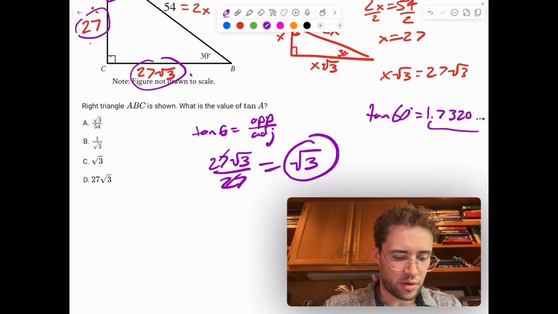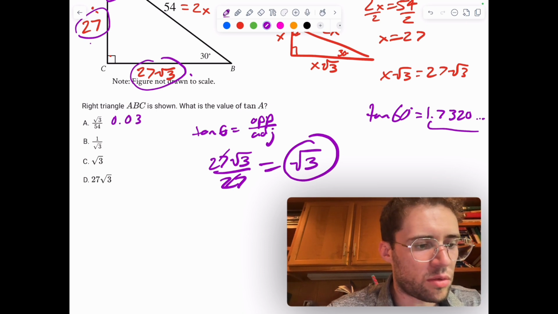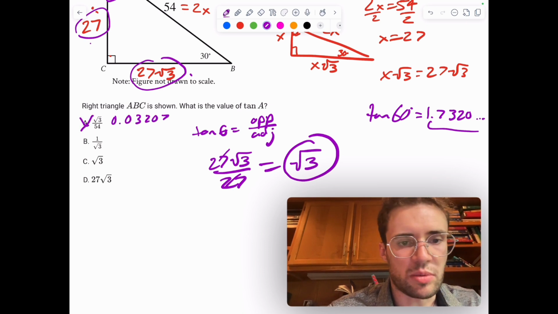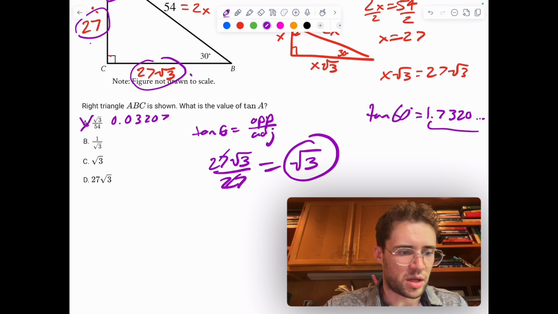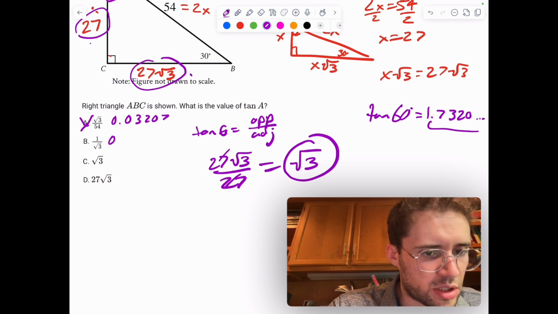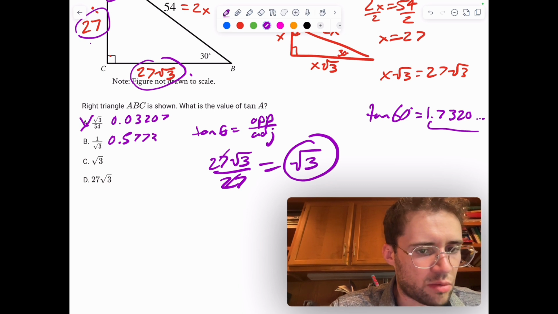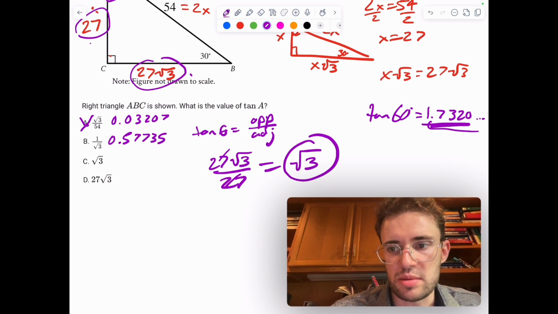So we could type in the square root of 3 divided by 54, 0.03207, right? That's way too small, it's not that one. We've got 1 divided by the square root of 3, so they didn't even rationalize the denominator for you. It should be root 3 over 3, but whatever. They give us 0.57735, also too small, right? We want it to be 1.73.